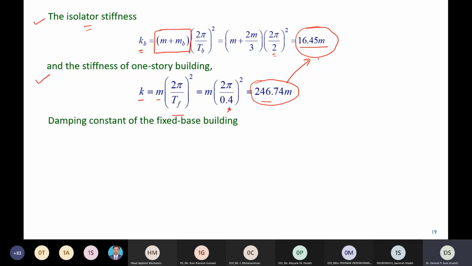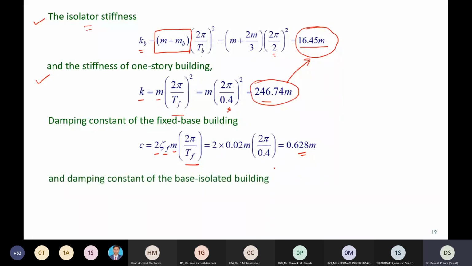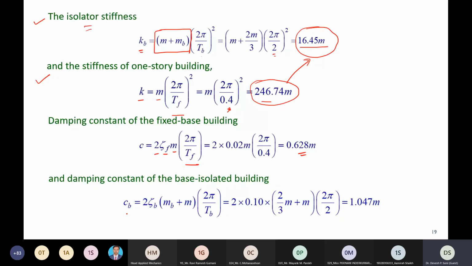Next, the calculation of the damping constant of the fixed base building. Again, we use the most common equation, C is equal to 2 xi m omega, where omega is equal to 2 pi upon TF. So damping comes to 0.628 times the mass. For the damping of the base isolated building, the same equation, C is equal to 2 xi m omega, is used, but omega is taken for the base isolated building. Upon putting in values, we have 1.047. We can further compare these two values. Since the isolation system has its own damping, the damping coefficient of the base isolated system is high compared to the fixed base building. So this damping will also reduce the structural responses, as we have seen in previous slides.